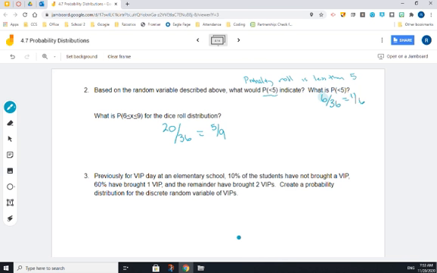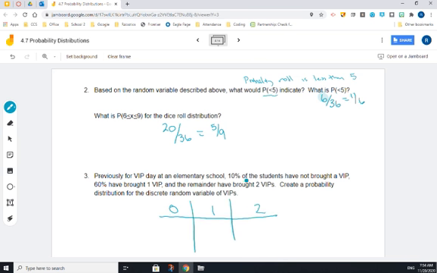So here's another example. Go ahead and create a probability distribution for this and then check to see if it is a probability distribution. Pause the video if you need to here. Okay, so we need to make a list of our possible outcomes. So what are the possible outcomes for this discrete variable, number of VIPs? Well, they can bring 0, they can bring 1, or they can bring 2. Those were our only choices. So we just want to list those probabilities.